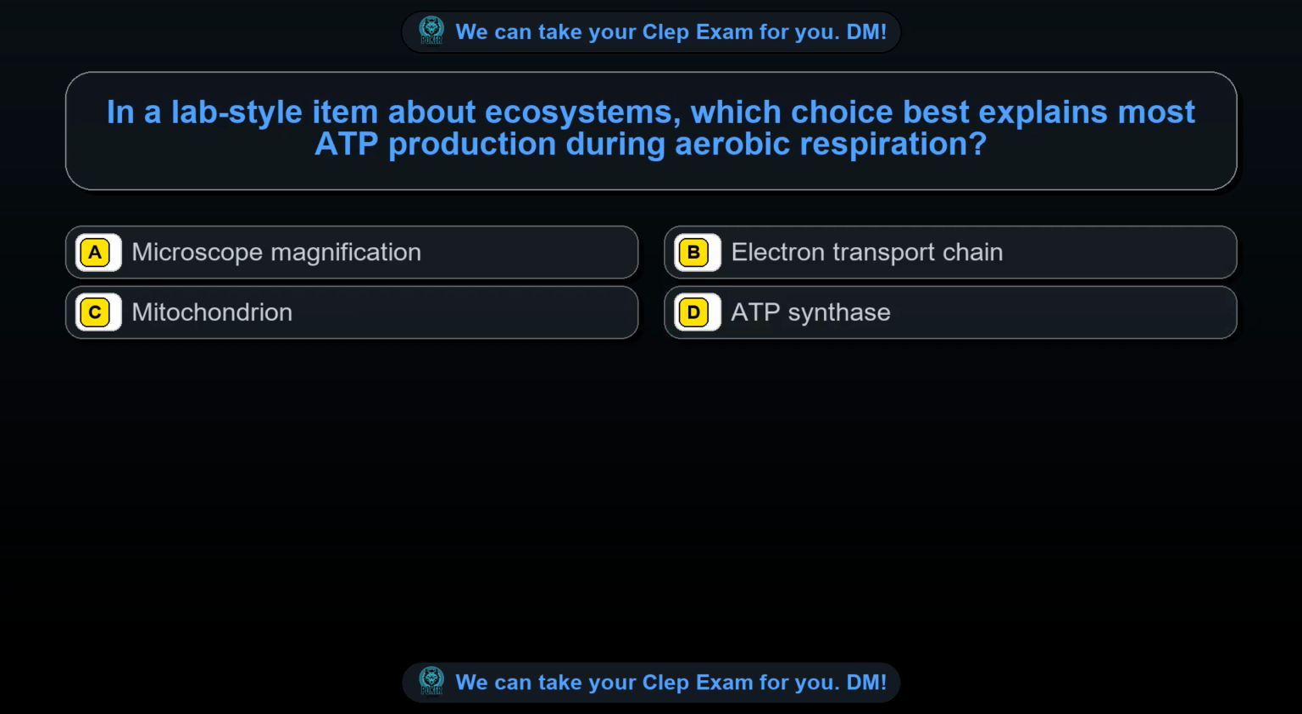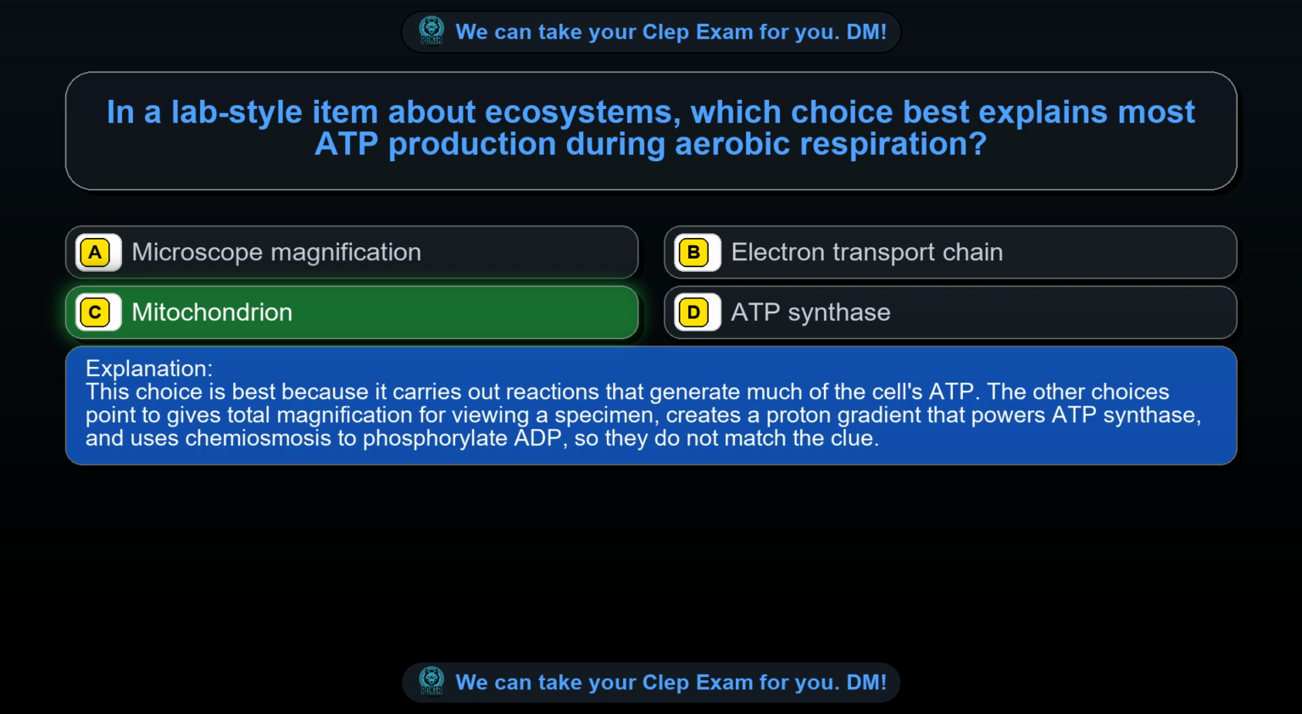Question 43. In a lab-style item about ecosystems, which choice best explains most ATP production during aerobic respiration? Option A, microscope magnification. Option B, electron transport chain. Option C, mitochondrion. Option D, ATP synthase. The correct answer is option C, mitochondrion. This choice is best because it carries out reactions that generate much of the cell's ATP. The other choices point to gives total magnification for viewing a specimen, creates a proton gradient that powers ATP synthase, and uses chemiosmosis to phosphorylate ADP, so they do not match the clue.